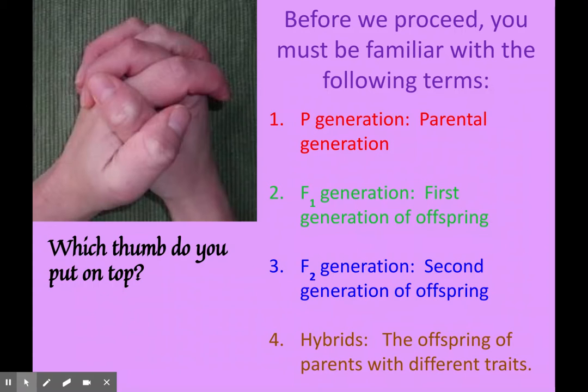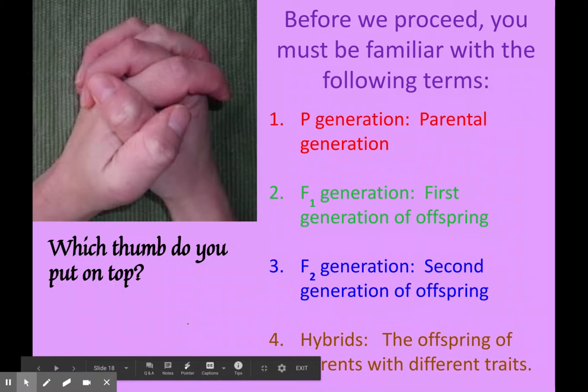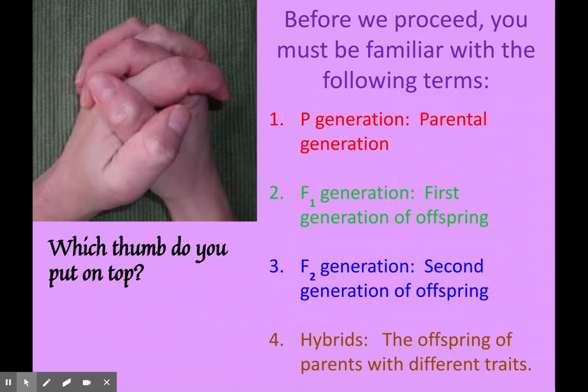F1 generation would be the P generation's children, and then F2 would be F1 generation's children. So you maybe think of the P generation as the grandparents, the F1 generation as the parents, and then the F2 as the kids. So you could think of your grandparents, your parents, and you.